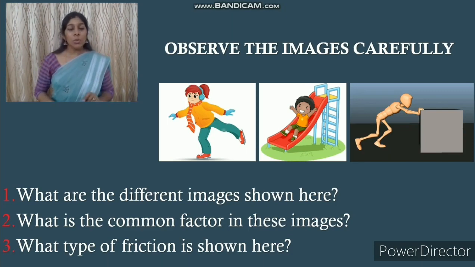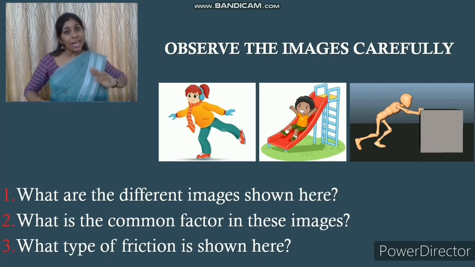Okay, the second question. What is the common factor in these images? All of them are sliding, right? Did you notice? Ice skating, sliding on the floor. The child sliding on the garden slide. The person pushing the box, that too is sliding, right? That is, the box is sliding on the floor.